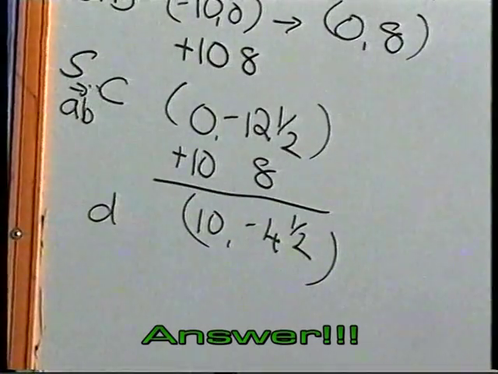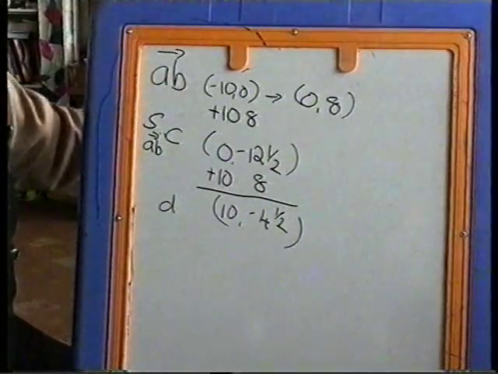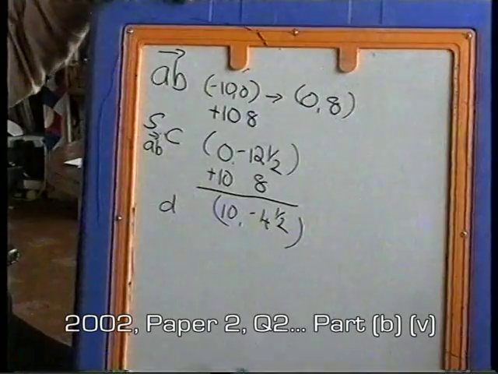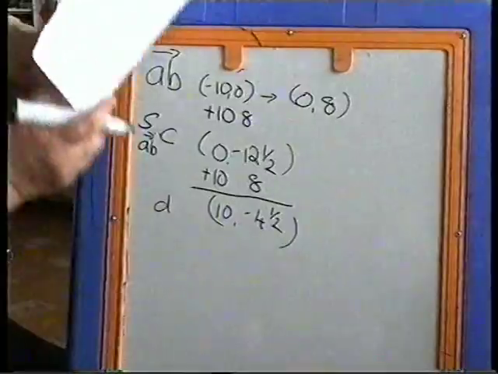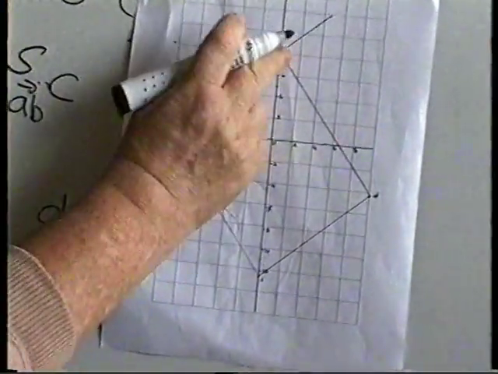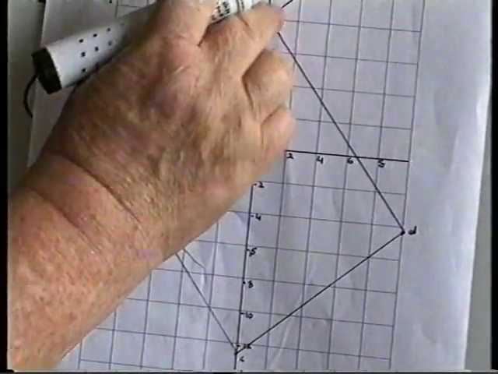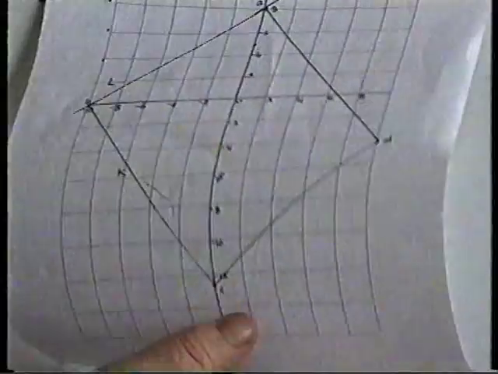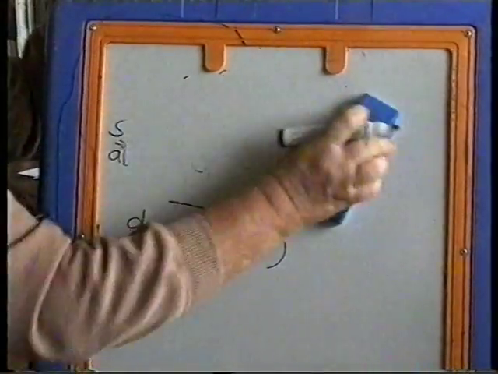Now that we've got the point D, we're to calculate the area of ABCD. To calculate the area of ABCD, we could find the length of that and multiply by the length of that. Or we could find the area of that triangle and double it. So either way, we'll go back to finding the area of the triangle ABC.